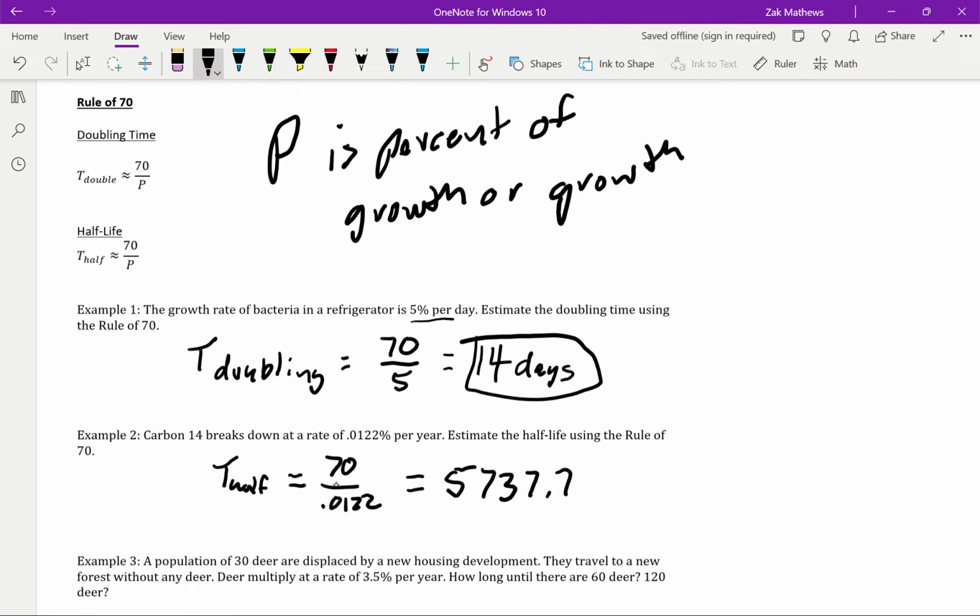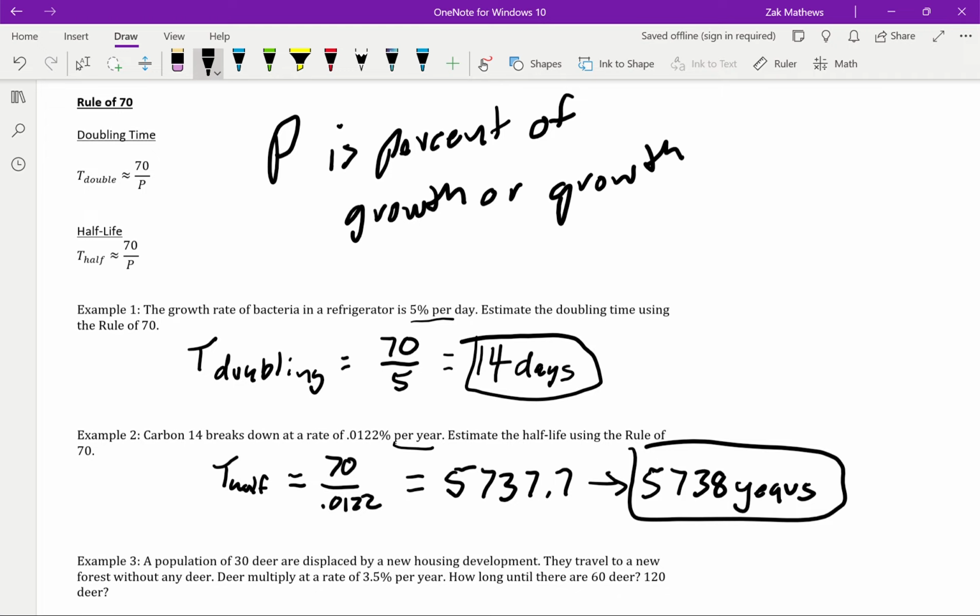And I get 5,737.7. I'm going to round this. It is 5,738. When we round to the nearest whole year, that's an approximation. It's not an exact number. And once again, we need to make sure we include units. So we had per year. So this would be years. Every 5,738 years, an amount of carbon will break down to exactly half of what it was. This idea is used in carbon dating.